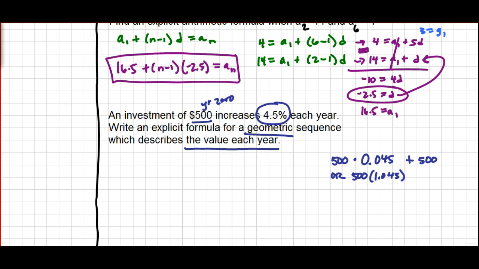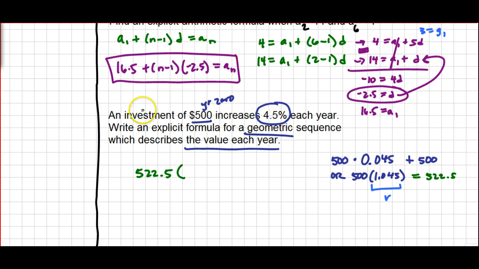The benefit there is now you can see what the r value is. There's your r value right there. So let's go ahead and calculate what that is because we need that to be our first term. So if you type that in on a graphing calculator, you get 522.5. So there's our first term.